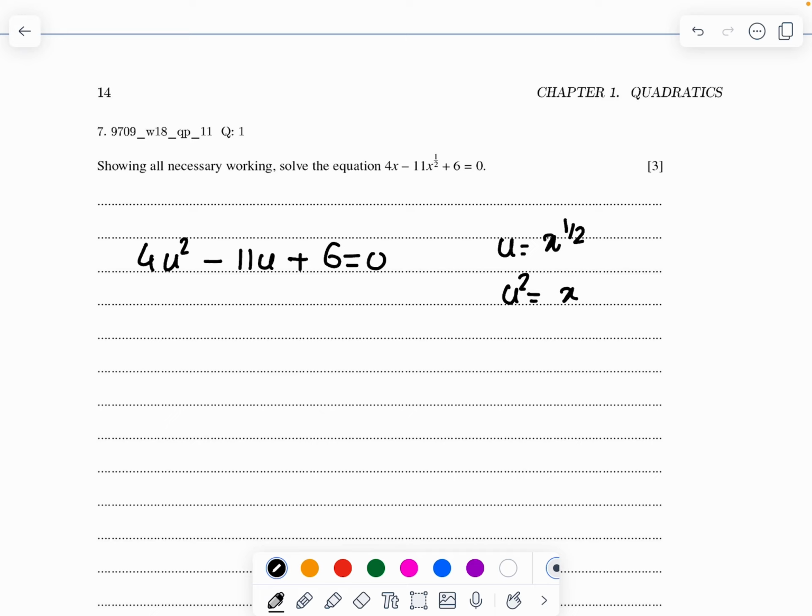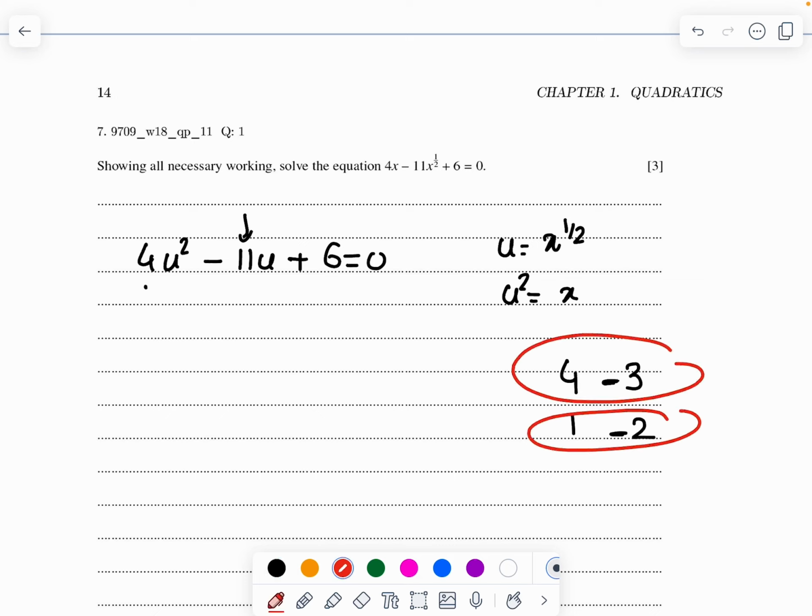Now, what are the factors for 4? 4 and 1. What are the factors for 6? 3 and 2. So I want 11. So what am I going to do? 3, 2. And I want negative 11. So this should be negative 3 and negative 2. So that this becomes 4u minus 3 times u minus 2 should be equal to 0.